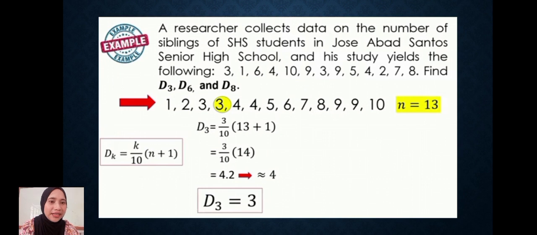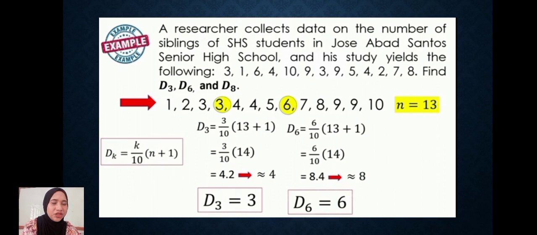So, ang D3 natin is 4. Tama? So, ano yung pang-fourth number doon sa ating data? Kasi yung 4 natin is the position of our data. Right? So, ano daw? Sino daw? Yung pang-apat doon sa ating data, which is 1, 2, 3, 4, meron tayong 3. So, our D3 is equals to 3.